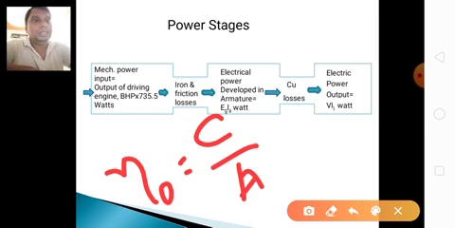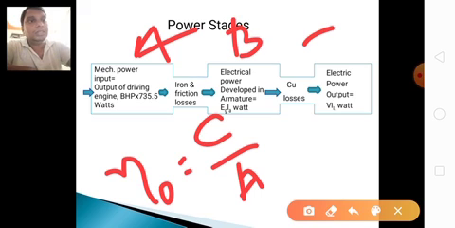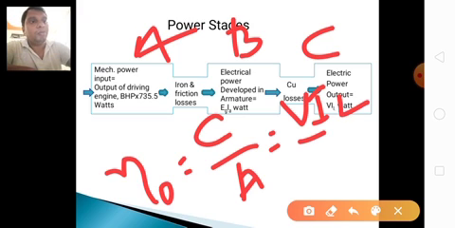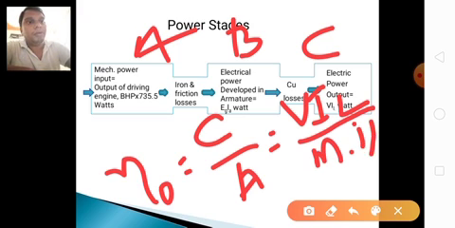What is C? Here it is A, here B, here C. C is nothing but the electrical power output, that is V into IL, by the mechanical input power. So overall efficiency is nothing but C by A: electrical power output by mechanical input power. This is the overall efficiency.